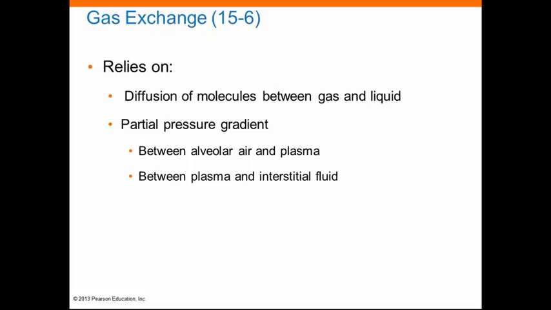We've learned that the gas exchange with the external environment occurs between the blood and alveolar air across the respiratory membrane. This process depends on the partial pressures of the gases involved and the diffusion of molecules between gas and liquid. So there's going to be a partial pressure gradient that is present that we're going to be working with.